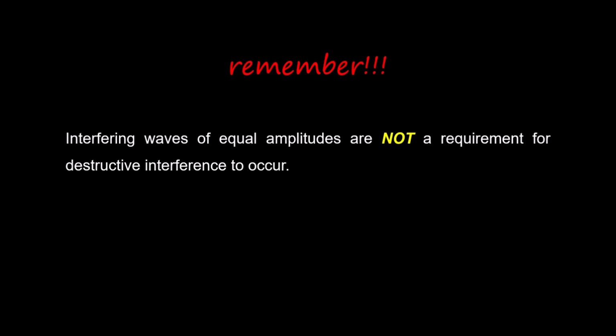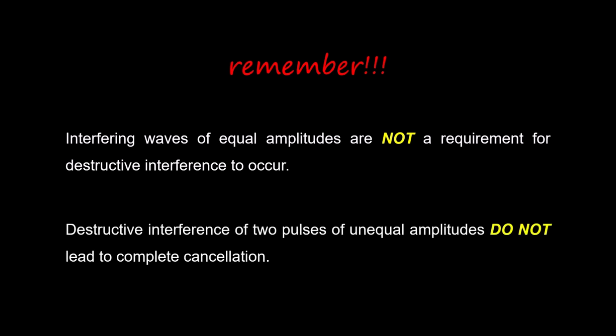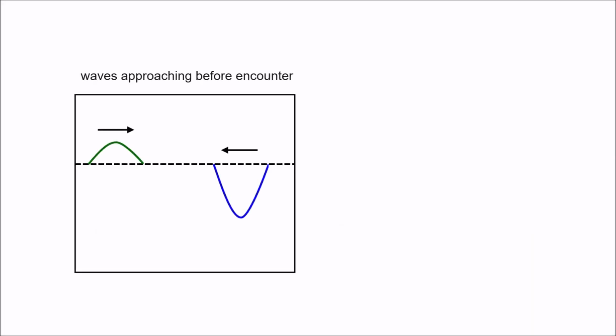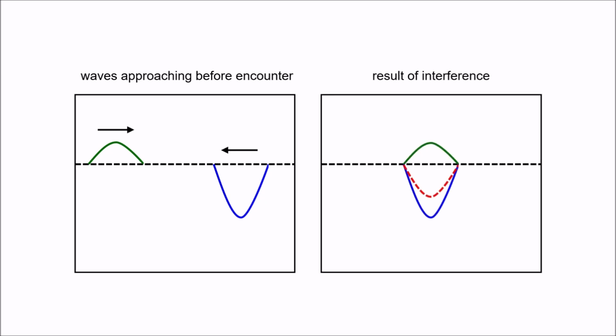Interfering waves of equal amplitudes are not a requirement for destructive interference to occur. In this example of destructive interference, two pulses of unequal amplitudes do not lead to complete cancellation. The sine pulse shown in red dotted line is the resultant that survived. Well, perhaps destructive is not the correct expression after all, right?